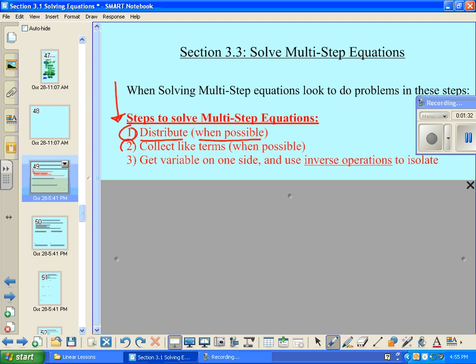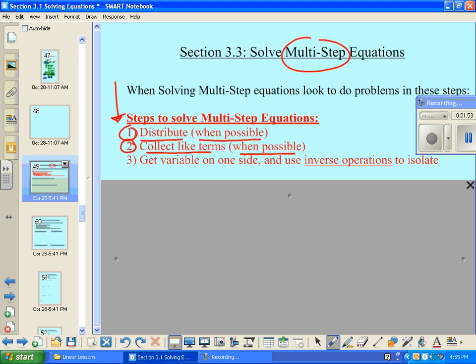Number 2, when I can collect like terms in a problem, I'm going to do that when possible. And I'll just stop here and say this. This is just my technique for solving these problems. I think this is the easiest way to get to the answer when I'm doing a multi-step equation. I think this is the easiest set of steps to follow.